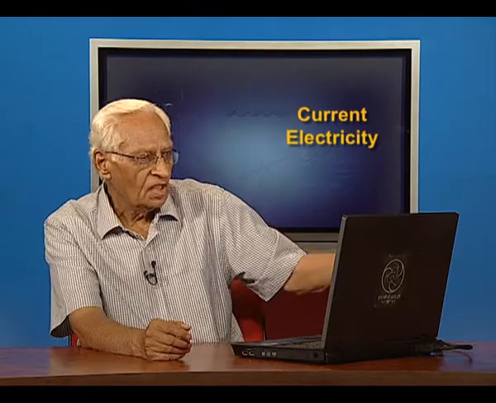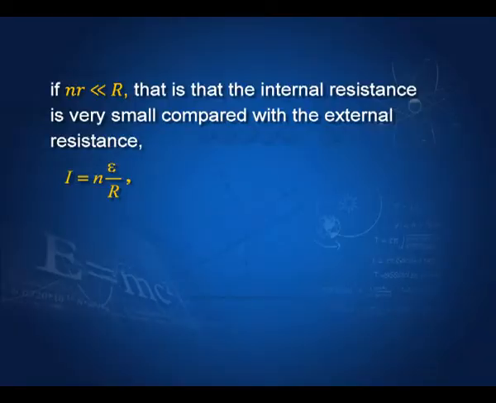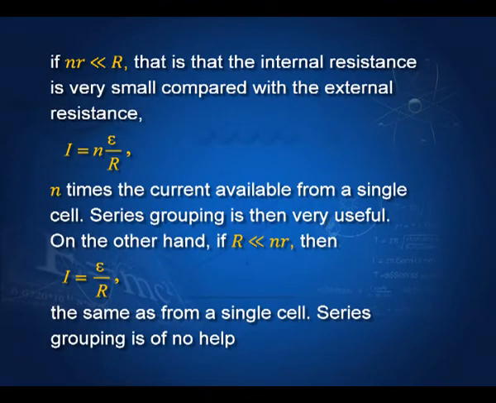Therefore, the current that we can draw is n times epsilon divided by R plus nr. And if nr is much smaller than R, then I can neglect this, and I will get I equal to n epsilon by R, n times EMF by R. EMF by R is the current due to one cell. So, if I have n cells in series, then the current becomes n times the current that we get from one cell. That is, if the internal resistance is small compared with the external resistance. If the external resistance is small, that is, if I can neglect R, then I is simply equal to n times epsilon divided by n times r, and n gets cancelled. It is the same thing as if we are taking the current through a single cell.